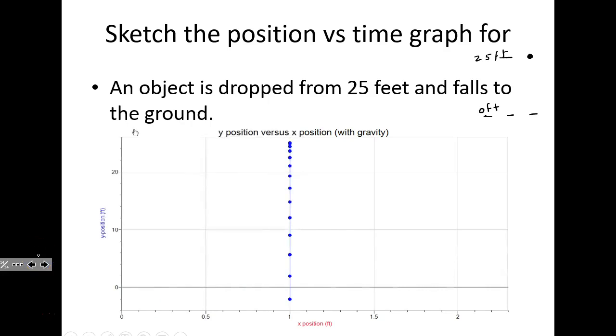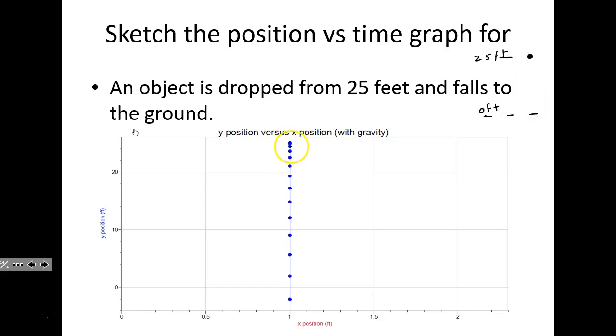Okay, so here's the graph of what it would look like. And keep in mind, this is the y position versus the x position. So this is not versus time this time. The object is going to fall straight down. It's not moving horizontally. It's only moving vertically.